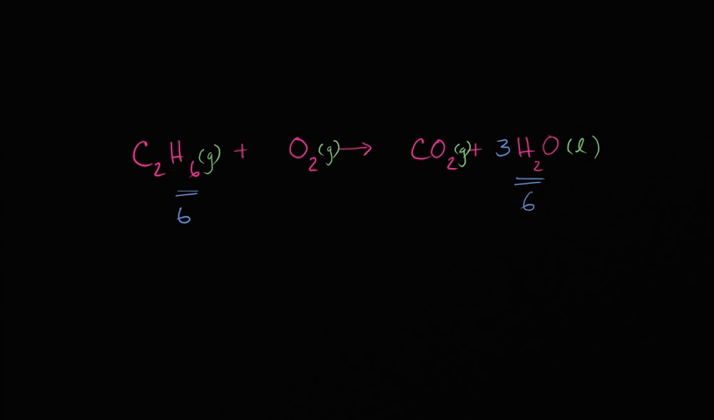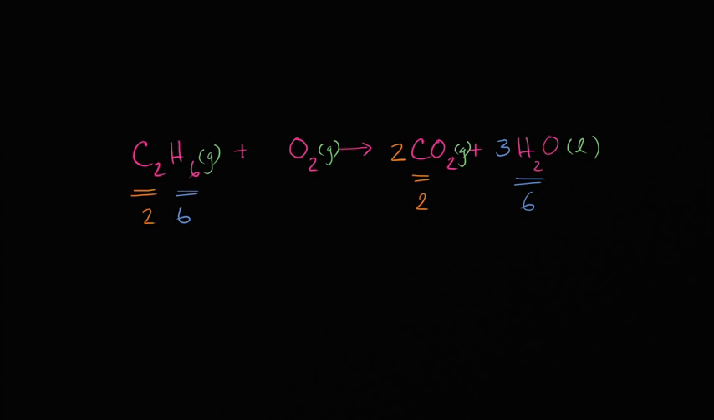Fair enough. Now let's go to the carbon. Remember, I'm saving oxygen for last. Carbon on the left-hand side, I have 2 carbons. How many carbons do I have on the right-hand side? Well, right now I only have 1, but I can change that very easily. Instead of having 1 molecule of carbon dioxide, I can have 2 molecules of carbon dioxide. And so now my carbons are balanced. 2 carbons, 2 carbons. And now let's go to the oxygens.